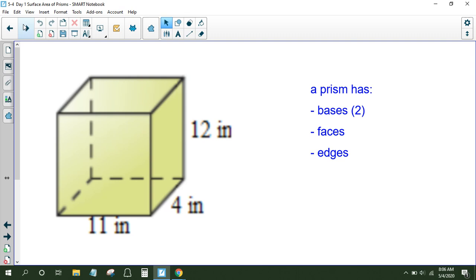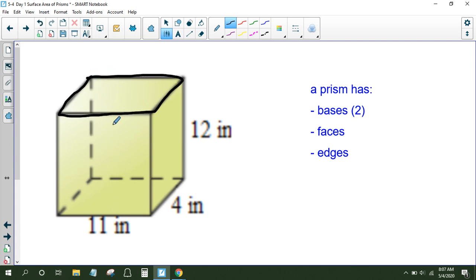All right, so each prism has a few things. First, it has bases, and there are two of those. The bases are the two identical faces that are parallel to each other. So this face and this face have a name called the bases.